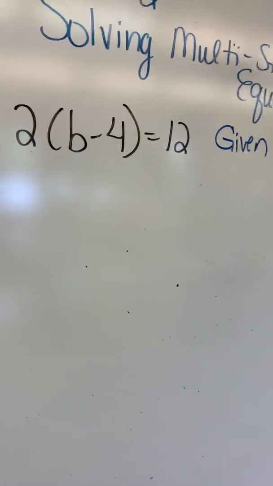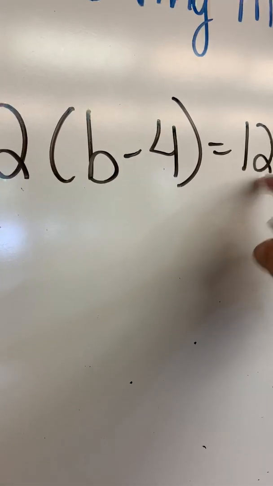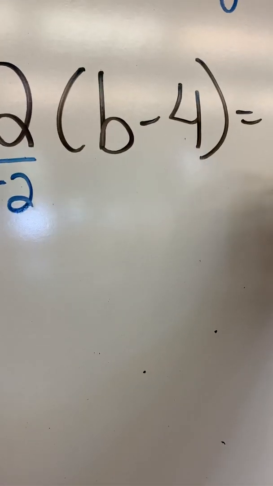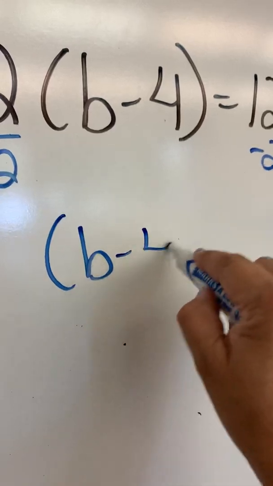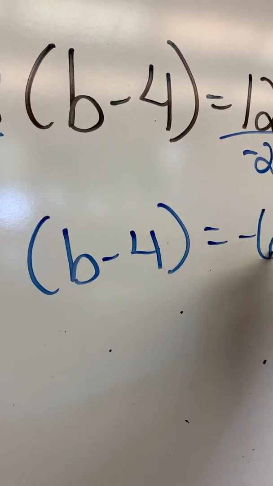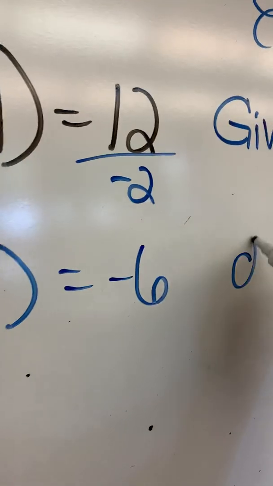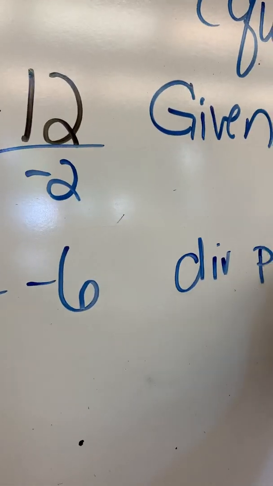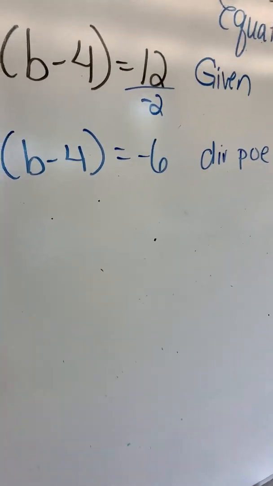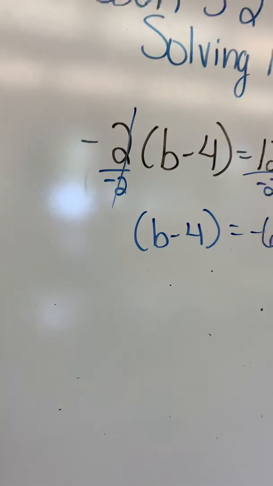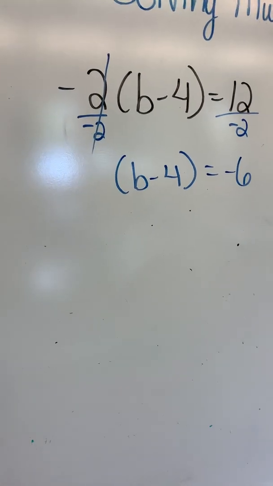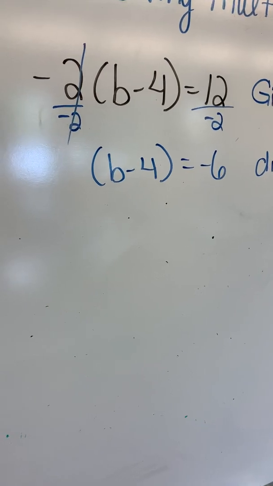The reason why I'm going to divide by -2 is I know that 12 is divisible by it. So I'm going to divide by -2. Then I've got b minus 4 equals 12 divided by -2, which is -6. I did the division property of equality. This eliminated my -2. From here, what's one final step that I need to do to get b by itself?